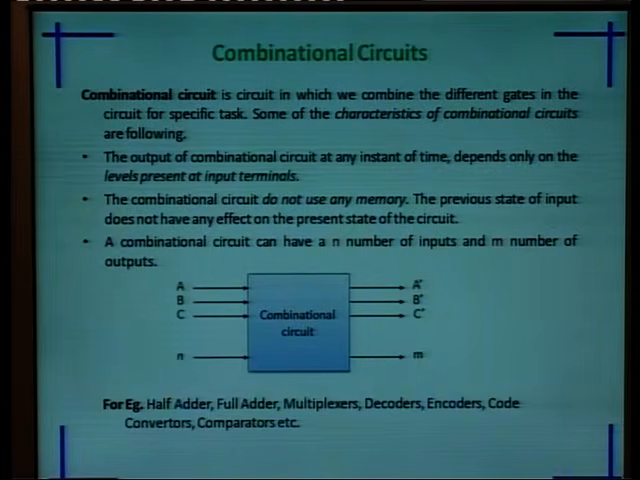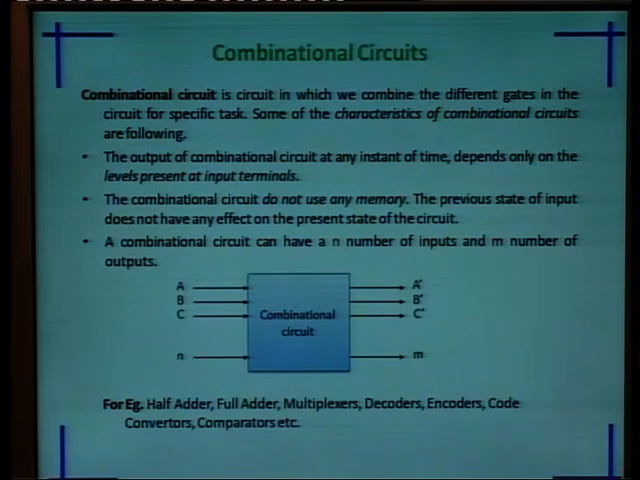Next we come to our main topic, that is the combinational circuit. In this, we will first discuss what combinational circuits are, and then we will go for how we implement these combinational circuits with the help of VHDL. A combinational circuit is basically a circuit in which we combine different gates for a specific task. The main characteristic of combinational circuits is that the output depends on the present input.